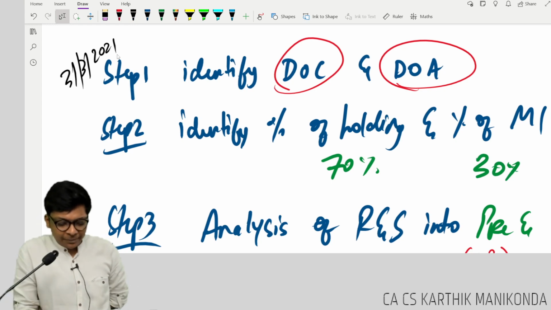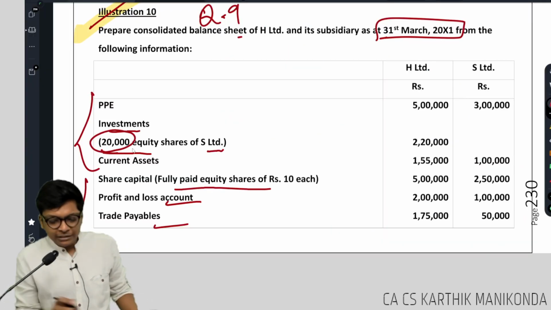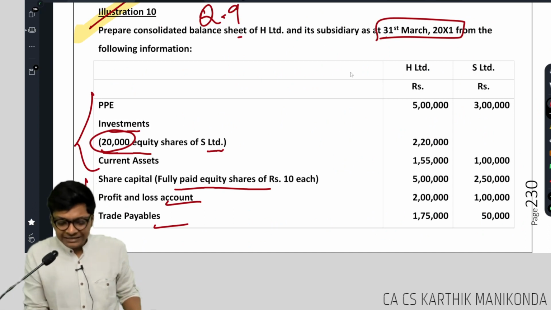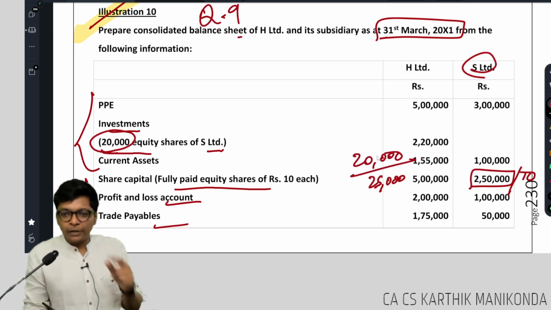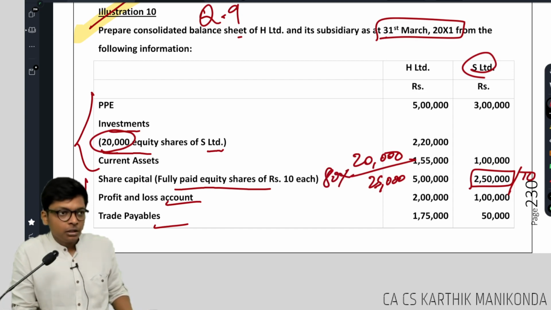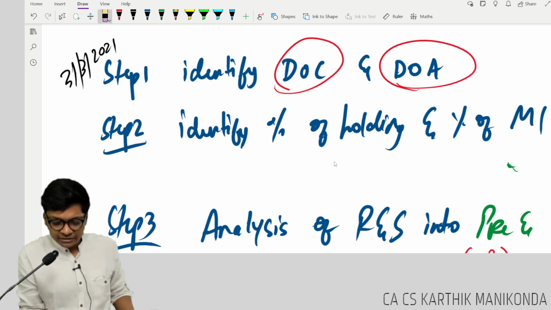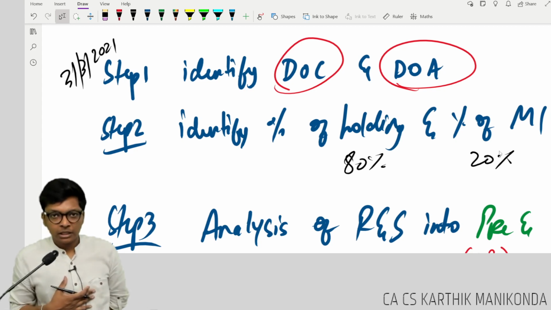Next, identify percentage of holding and minority interest. Here I purchased 20,000 shares of S. S has how many shares? Compute. S has 2 lakh 50 divided by 10. They have 25,000 shares. In that I have 20,000. Are you following up? So what's the percentage? 80 is holding, 20 is minority. So I will change this. 80%, 20%. Are you following up? Easy or difficult, guys? Hello.